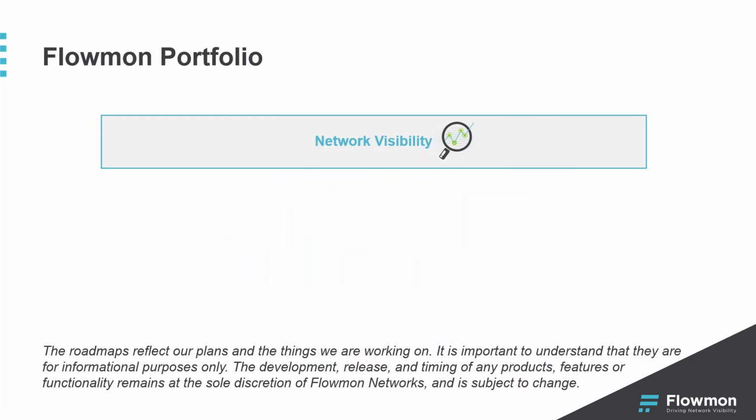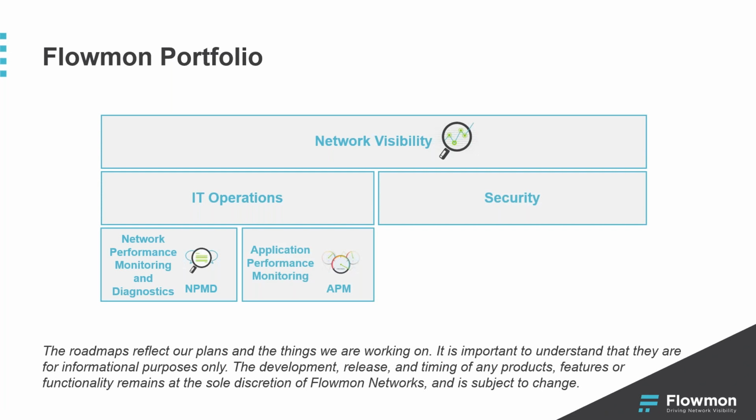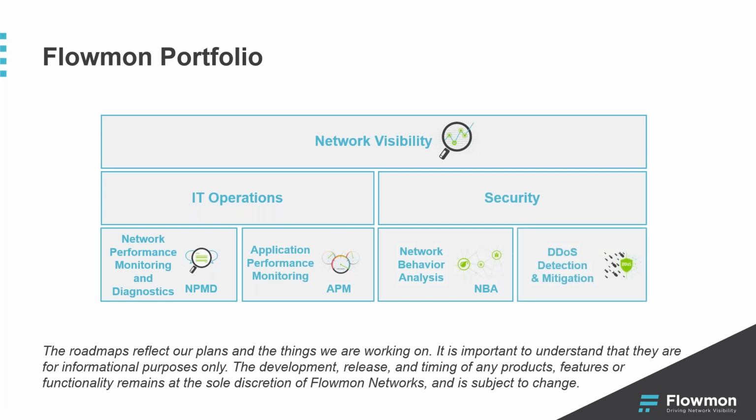Today's agenda will be separated into 4 blocks per our use cases. The main use case and what Flowmon focuses on is network visibility. And there are 2 major areas. One is IT operations, where we'll be talking about network performance monitoring and diagnostics, described by my colleague Rostislav. We'll also talk about application performance monitoring delivered by Tomáš. And in the security area, we have network behavior analysis, again with Tomáš, and also DDoS detection with Martin. These are the 4 blocks, and this is the agenda for today.